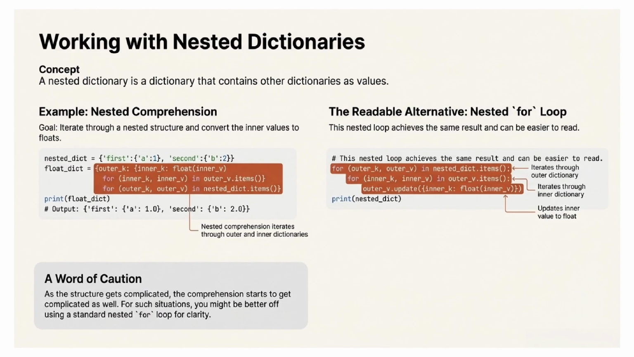Readable alternatives. On the right side, we see the same logic using standard loops. First, we loop through the outer dictionary. Then, we loop through the inner dictionary. Finally, we update values using float(). The result is the same, but the code is clearer and easier to understand.